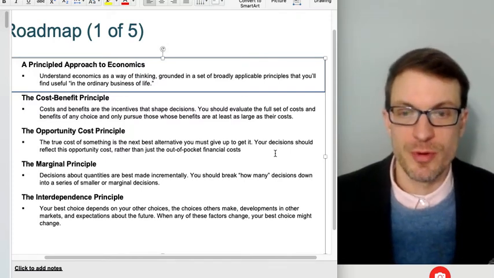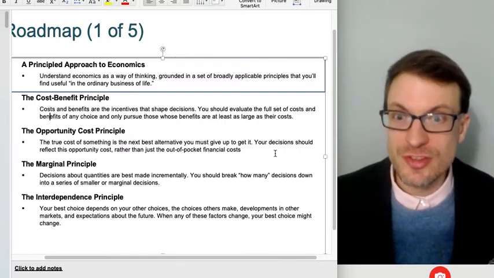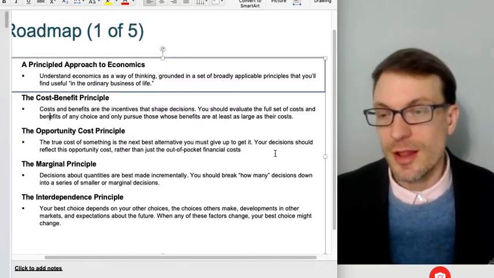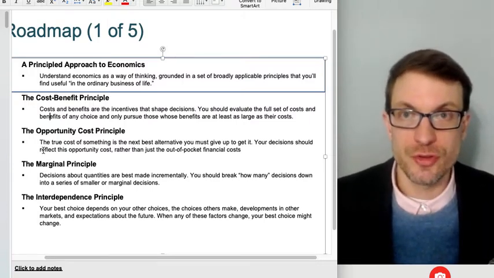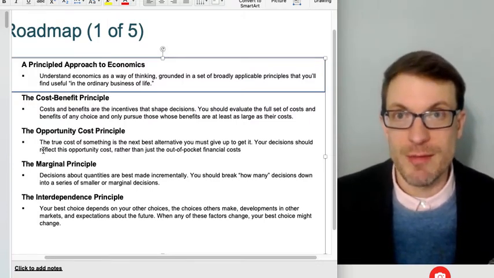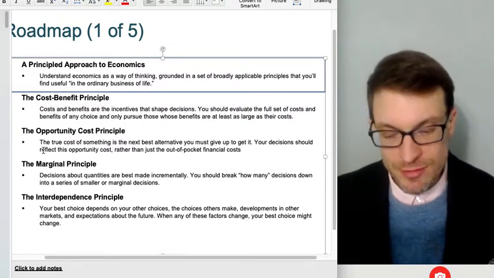That's the cost benefit principle. Well, I think probably the benefits of running 2 more miles exceeds the cost, and so I'm going to do it. Opportunity cost principle says, well, what's the cost of running those additional 2 miles? Well, it's the foregone use of that time. I could spend that time playing video games, right?